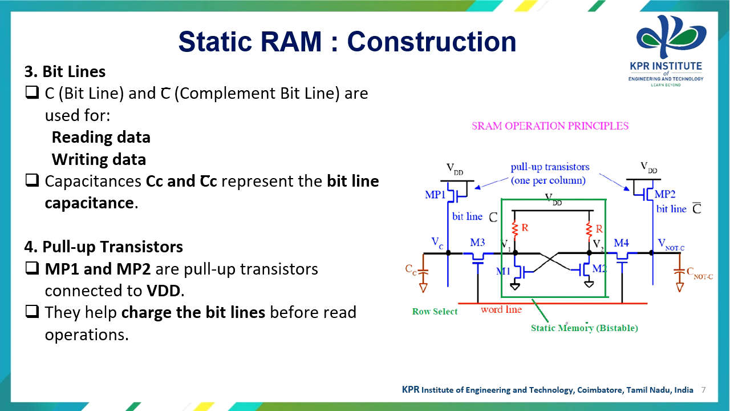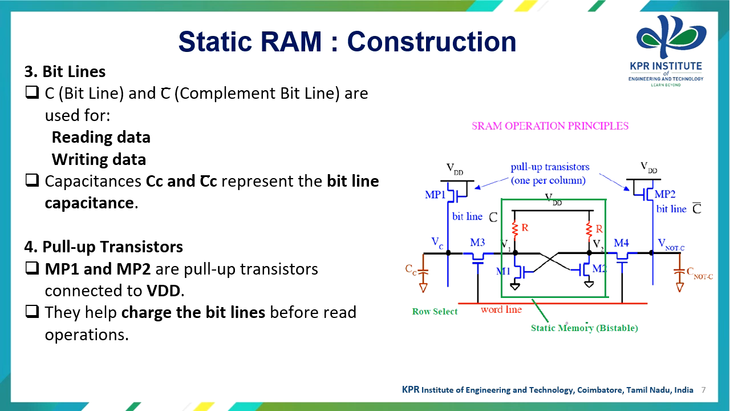The next part is the bit lines. You can see in the diagram they are represented as C and C bar. C is the bit line and C complement is another bit line, used for either reading or writing the data. The capacitances CC and CC bar represent the bit line capacitance.